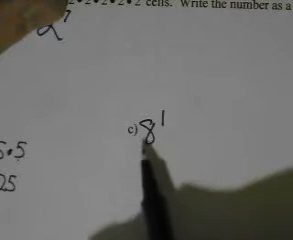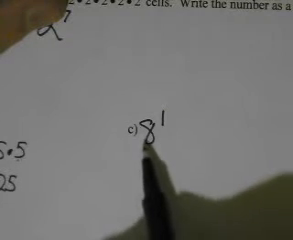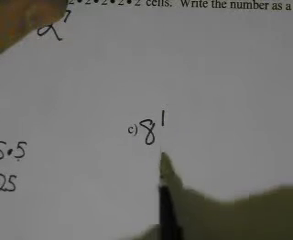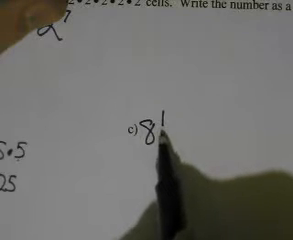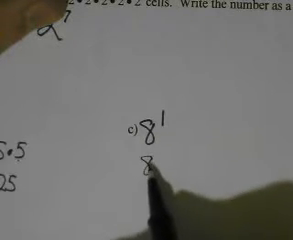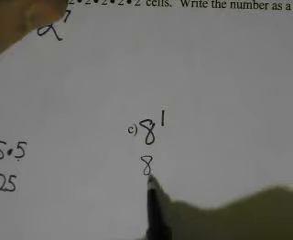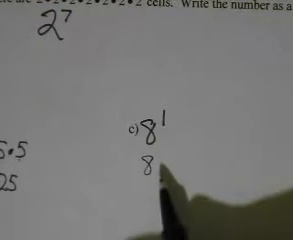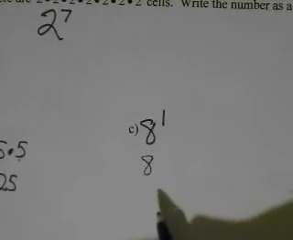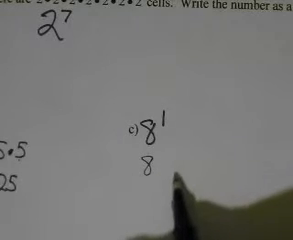Okay, so hopefully you got a chance to give this a shot. 8 to the 1st power. The 1 means there's only one 8. There's nothing to multiply by. So this is just 8. Right there, we're done. We have nothing else to do, nothing to multiply by. It's just 8.